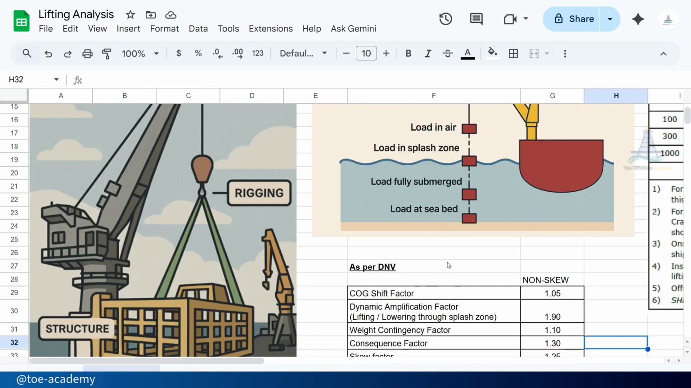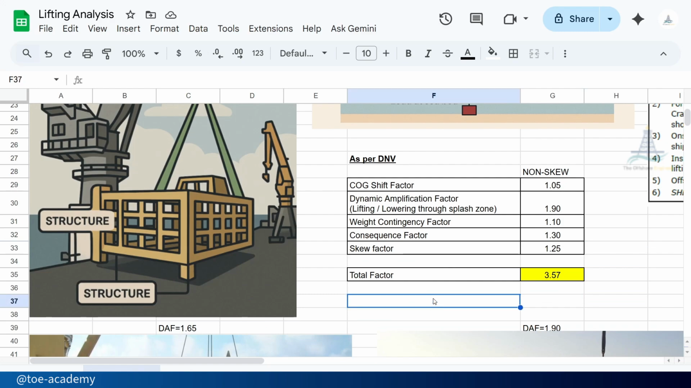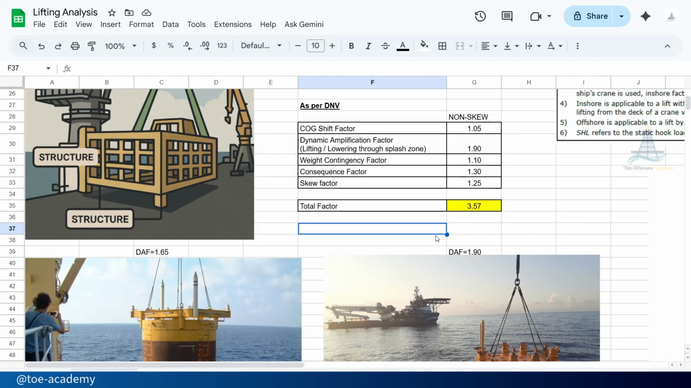And now at the moment, for the initial analysis, what I am going to do is apply this factor as a blanket factor. So I am not going to change any of this. Now let me apply. If I multiply all my factors, what I would get is 3.57.